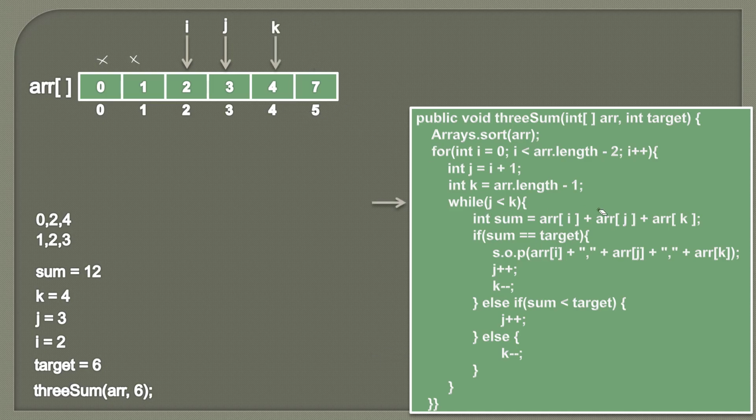J is less than k. The new sum will be 2 plus 3, 5 plus 4 will give 9. So sum is reduced, but still it is greater than target. So sum is not equal to target. Sum is not less than target. It is actually greater than target. So we again decrement k. So k will become 3.